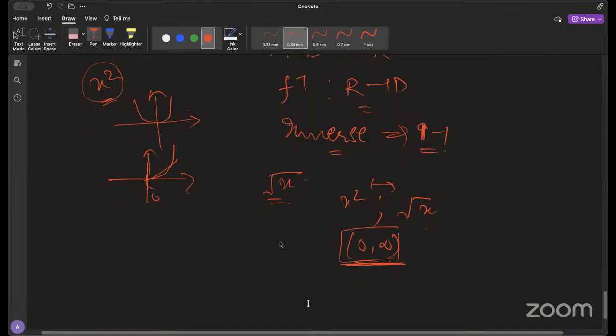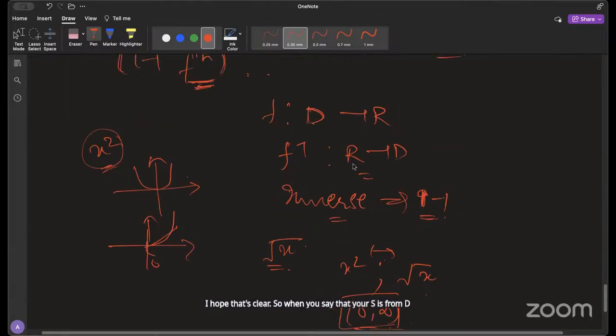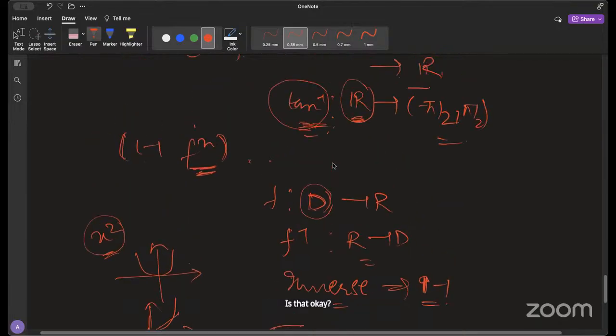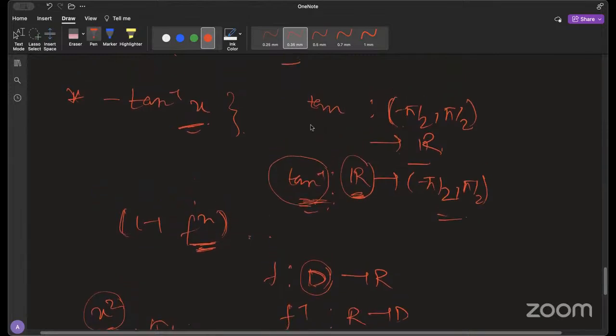I hope that's clear. When you say that your f is from D to R and then your f inverse exists, that means on the domain it's 1-1. Is that okay? Like a tan function. When you're talking about tan of x, it's 1-1 here if you keep the domain restricted to this part. Similarly, tan inverse's domain is this, so this one is 1-1 everywhere. Is that all right?